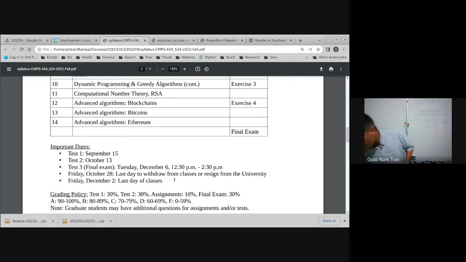For the final exam, I follow what the university has set, that is December the 6th from 12:30 to 2:30 p.m., right? And for the lectures, I will have them from 3:30 to 4:45 every Tuesday and Thursday, again excluding the break or any holidays, okay?